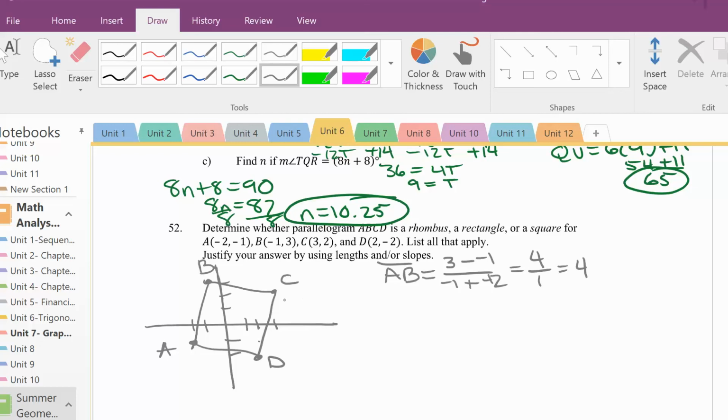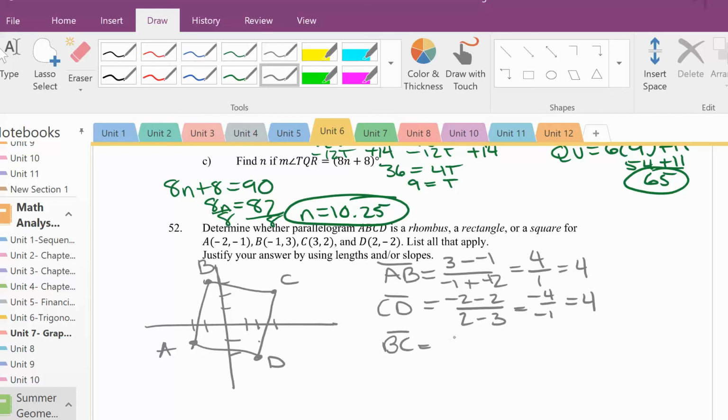And I'd also want to find the slope of CD, because remember I want to know that opposite sides are parallel for it to be a parallelogram. So -2 minus 2 and 2 minus 3. So -4 over -1 is also 4. So right now I know AB is parallel to CD. So let's see if BC is parallel to AD.